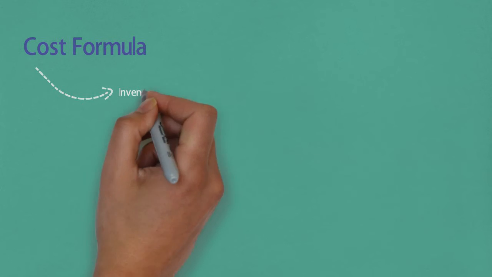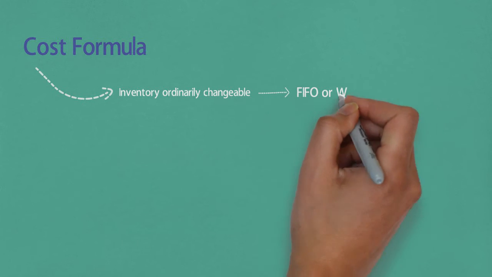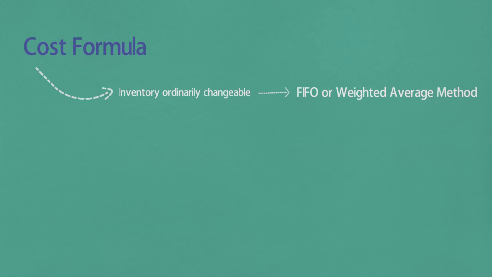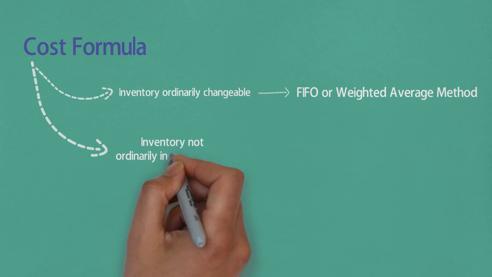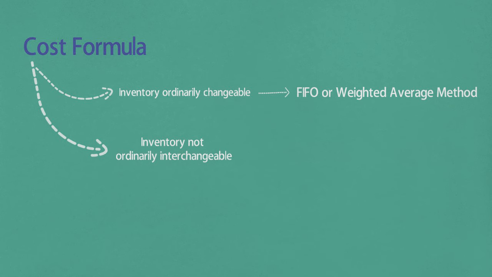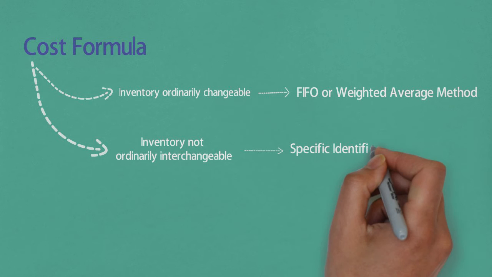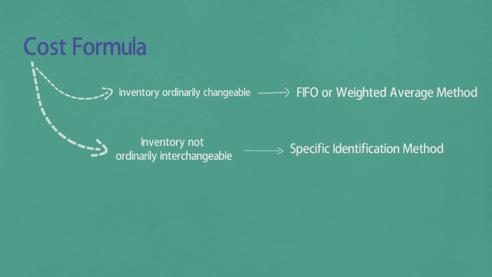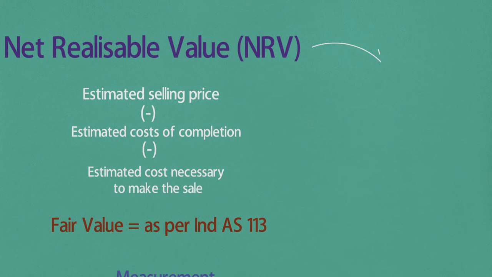But how do we assign the cost to inventories? What are the cost formulas to be used? Ind AS 2 states that usually we can apply the FIFO method, that is first in first out method, or weighted average method to assign cost to inventories. But if goods and services are segregated for specific project or items of inventory are not ordinarily interchangeable, then we should identify and assign individual cost to such inventories.